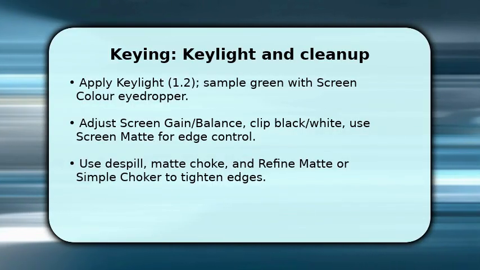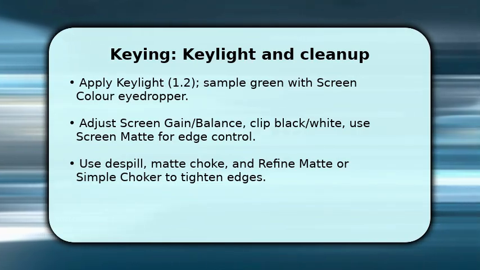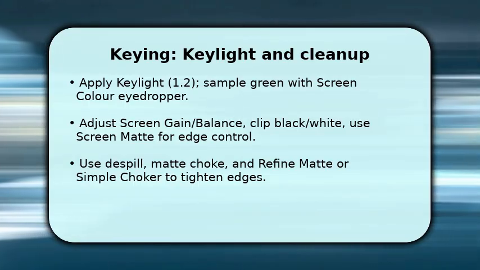Use matte choke or refine matte sparingly to tighten edges without eroding fine hair. Finally, add a despill bias to remove green spill on skin. Once balanced, render the alpha preview to confirm transparent areas are solid.